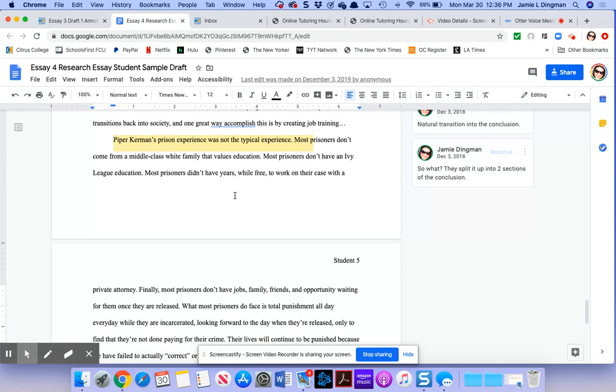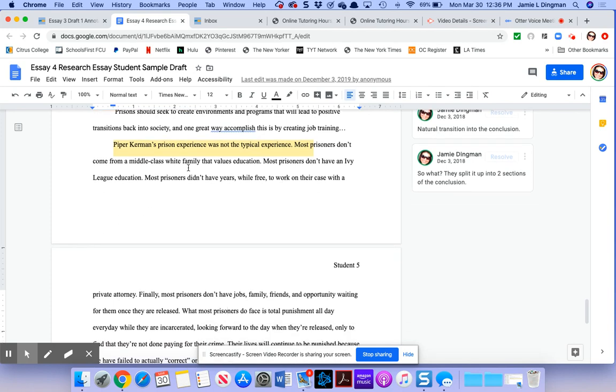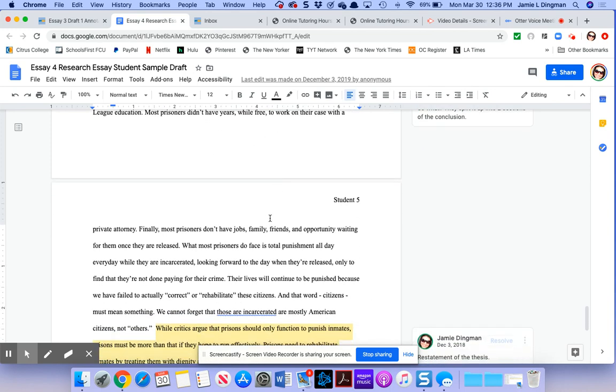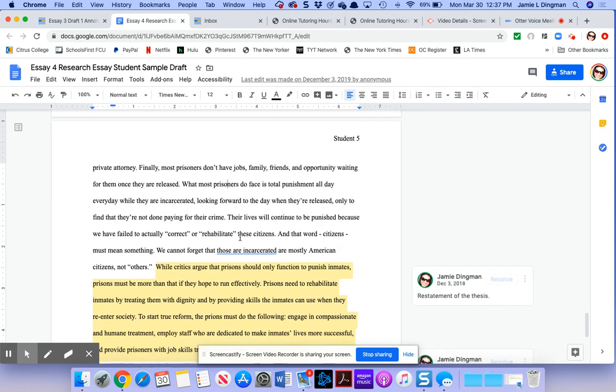When we look at that, that means, right, that Piper is less likely to reoffend. She's less likely to go back to prison because she has all of these things, right? The family, the Ivy League education, a fancy lawyer, right? Job, family, friends, support, opportunity. She had a job waiting for her. That's not typical of what most people experience when they really are released from prison.